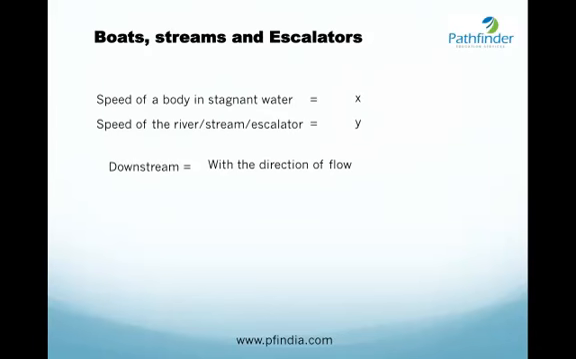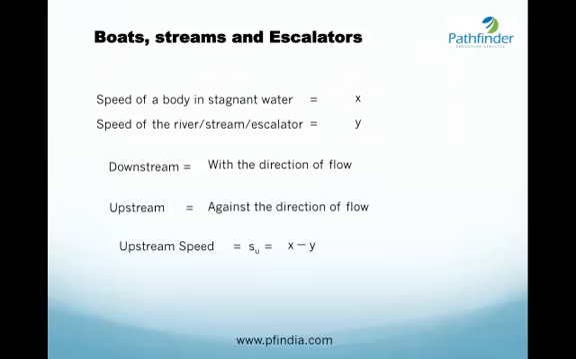Downstream implies with the direction of flow. So when the body travels in the direction of flow, we say the body is traveling downstream, and when the body travels against the direction of flow, we say the body is traveling up the stream. The upstream speed is given by the difference of the two speeds x and y. So upstream speed SU is equal to x minus y, and similarly the downstream speed, represented as SD, is equal to x plus y.